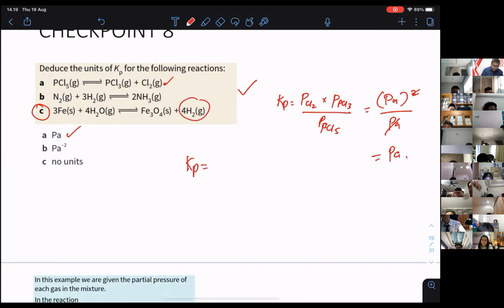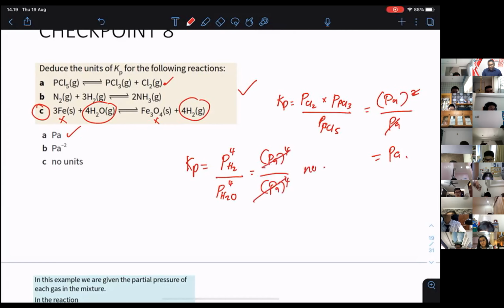So you use this and you use this. Ignore this, ignore this. Okay, so when I write it down, it's going to be partial pressure of hydrogen to the power of 4 divided by partial pressure of water to the power of 4. So this is going to be Pascal to the power of 4 divided by Pascal to the power of 4. Cancel, cancel, no units. That's the reason why they don't have any unit over there.